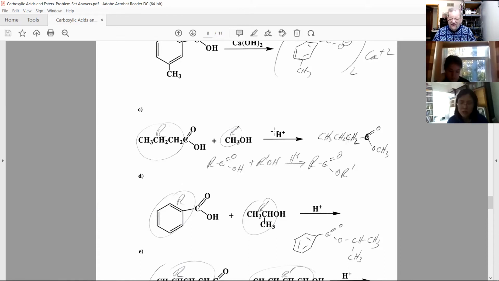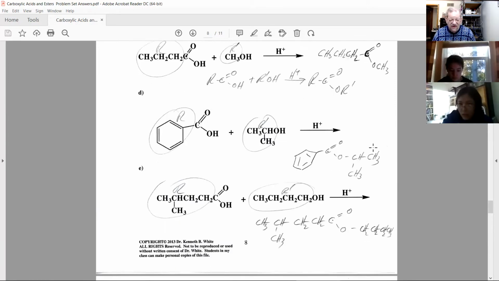There are other organic acids that I don't teach in this class, like methane sulfonic acid and para-toluene sulfonic acid. But H plus, and you make an ester. The R group is not affected, and the hydroxyl group is replaced by R prime. The carbon in R prime with the hydroxyl group is the carbon bonded to R prime in the ester.